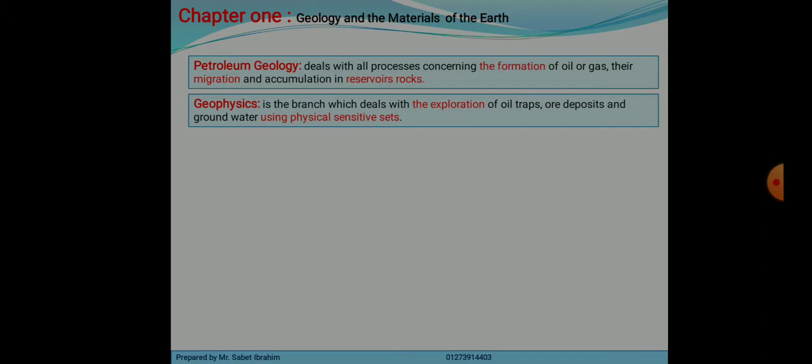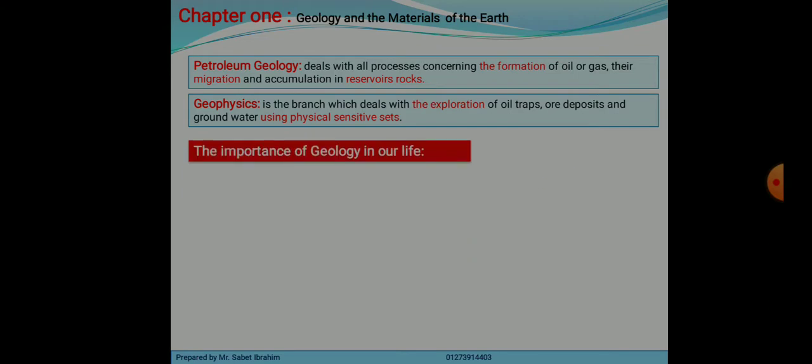Geophysics. It is a branch which deals with the exploration of oil traps, ore deposits, and groundwater using physical sensitive sets. So geophysics deals with the exploration of oil traps, ore deposits, and groundwater using physical sensitive sets.